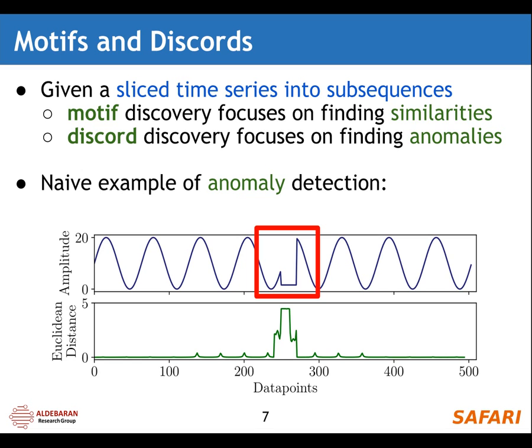Here you can see a naive example of anomaly detection. We have a very regular time series which has a very different subsequence over here. If we use the Euclidean distance to measure how similar the subsequences within this time series are, we find that for the most different subsequences, we obtain higher distance values.